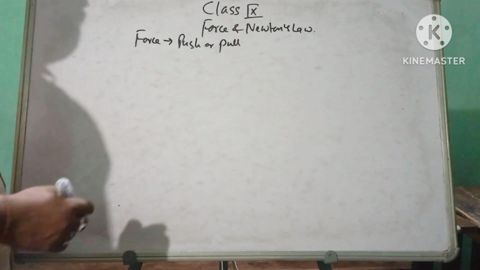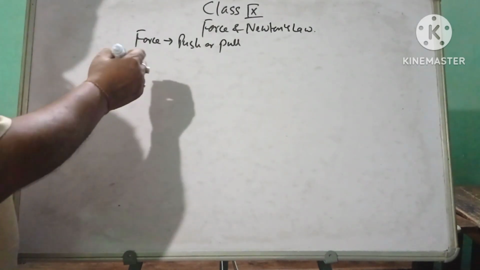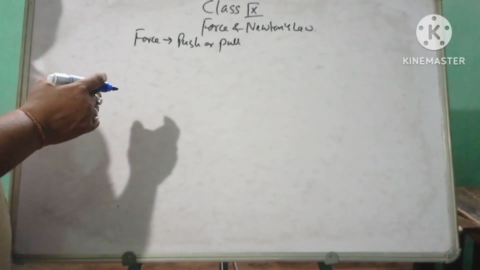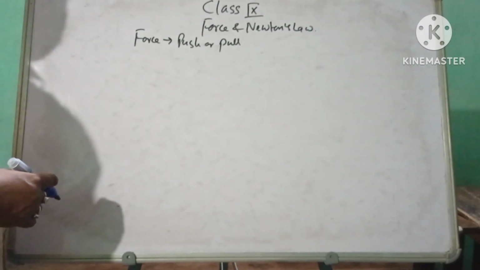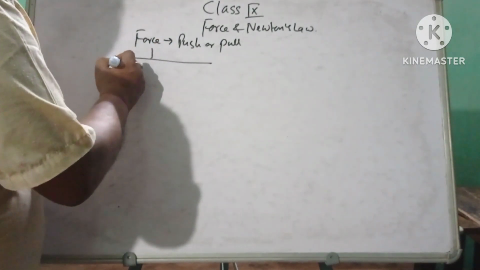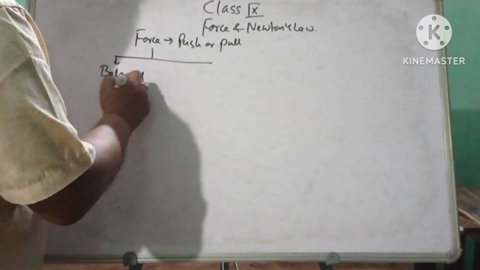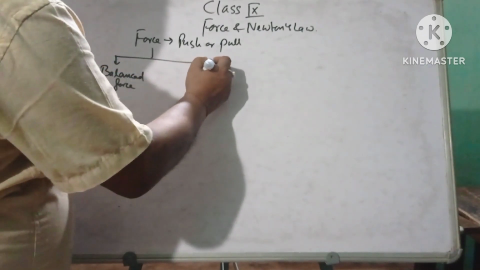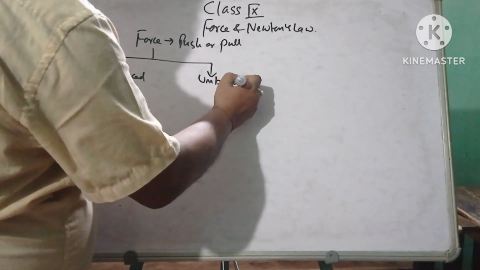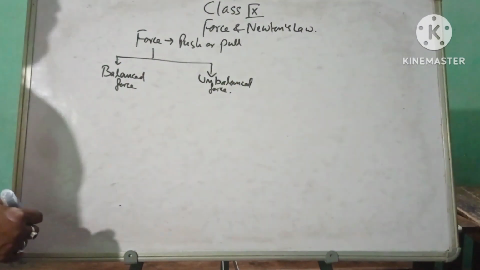You may have seen on some doors that it is written "push" on one side, and from the inner side it is written "pull". So this is force. Force is of two types: one is the balanced force, and the other is the unbalanced force.